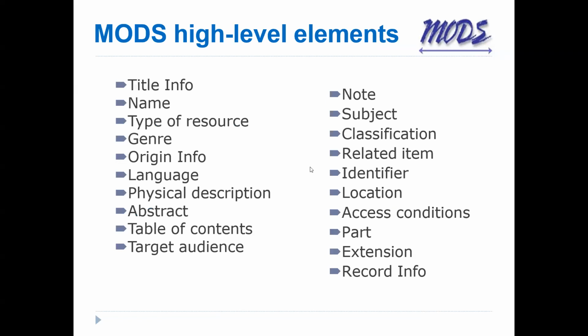MODS, here's the high level of elements. I'm not going to read all of these to you, but title, name, type of resource, classification. So this would be numbers, like Library of Congress classification or Dewey Decimal number, that kind of thing, NLM number. So it does have places to put almost all of the traditional MARC information.